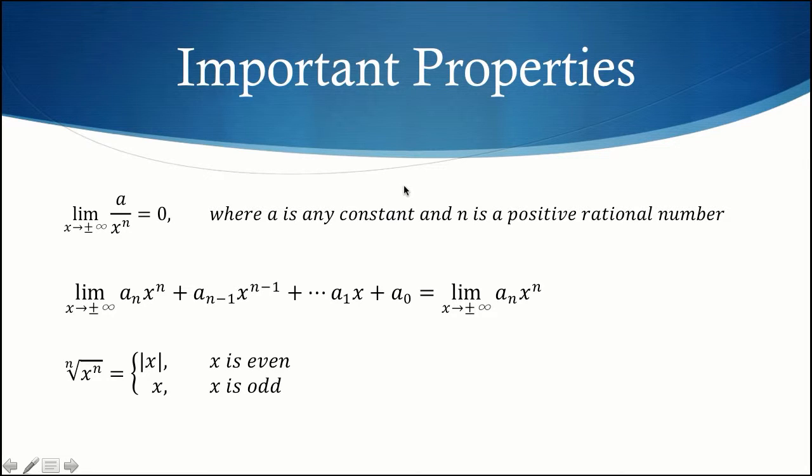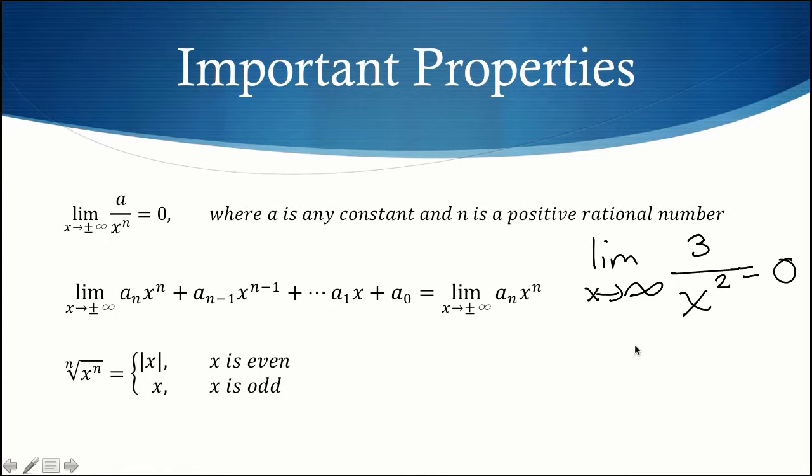Okay, so let's discuss some important properties that we'll need for this lesson. The first property is the limit as x approaches positive or negative infinity of a fraction. This fraction consists of a numerator that is a constant, say 3, and a denominator of x raised to any power. This power is a positive rational number. It could be a half power, the third power, the second power, as long as it's a positive and rational number. So let's say x squared. And this property says that this limit will become 0.